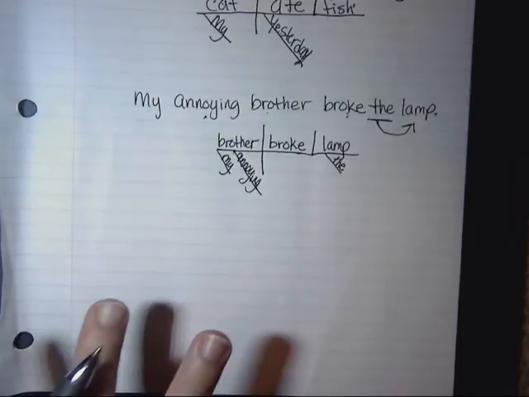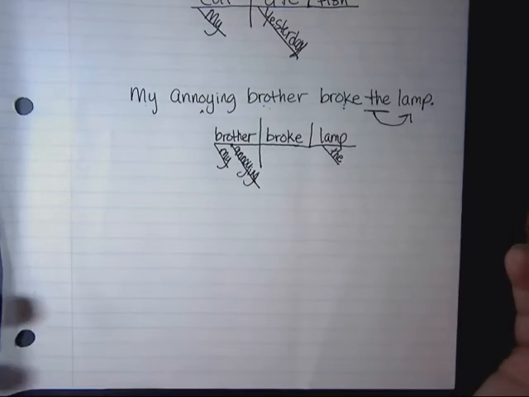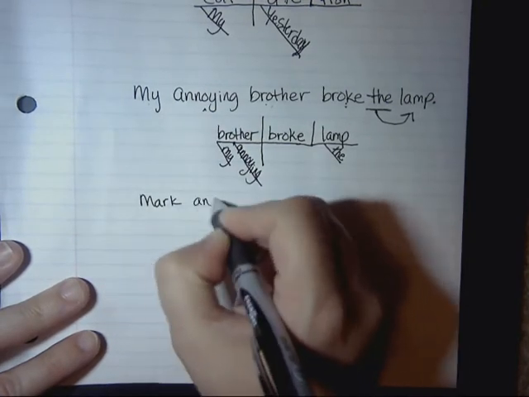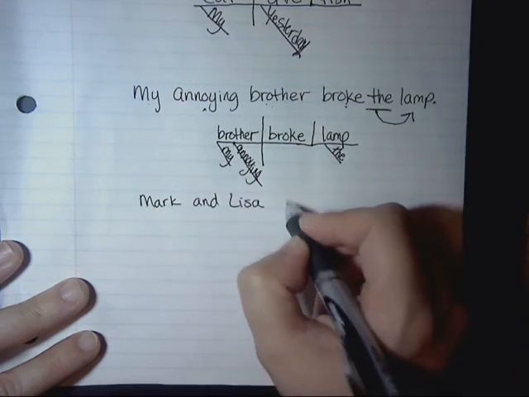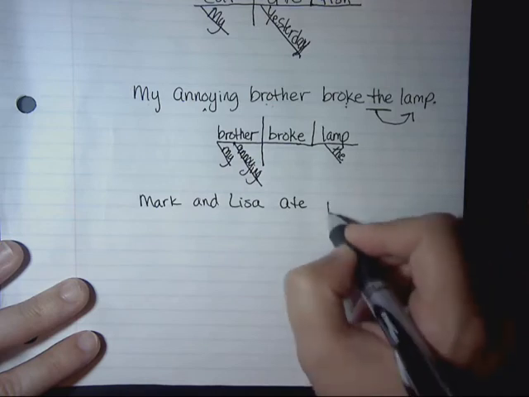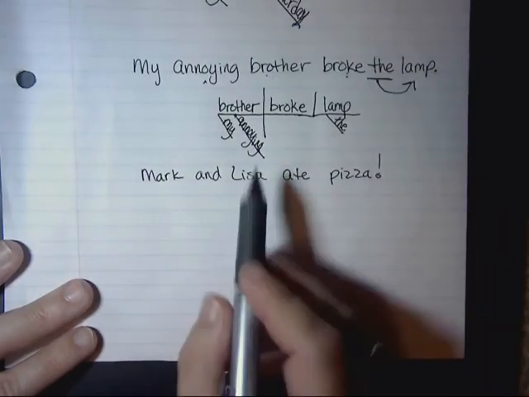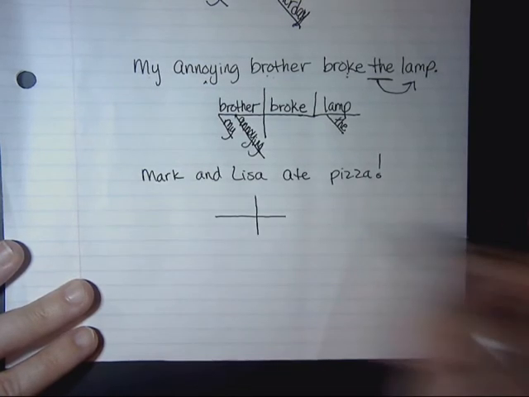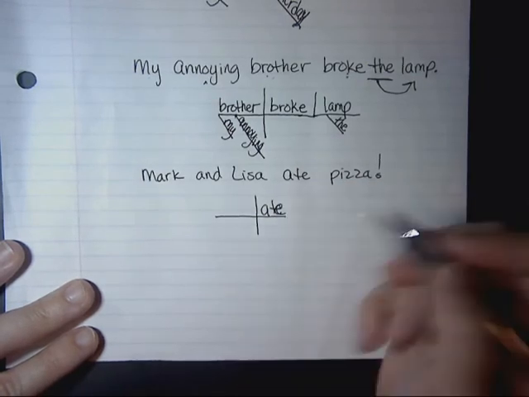We'll kick it up a notch, as Emerald says. What if we have 2 people doing the actions? We have 2 subjects. What if Mark and Lisa ate pizza? They're very excited about it. Okay. Now, we're going to start with our basic. And what's our action here? Ate, right. But we're immediately going to run into a problem.